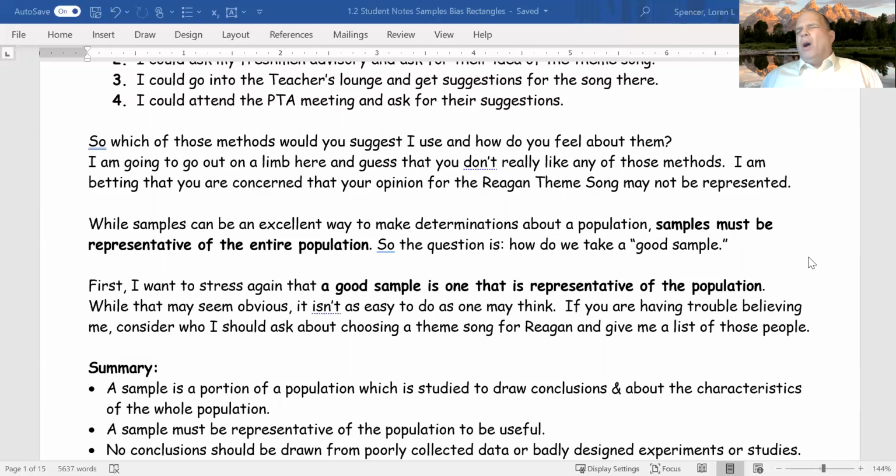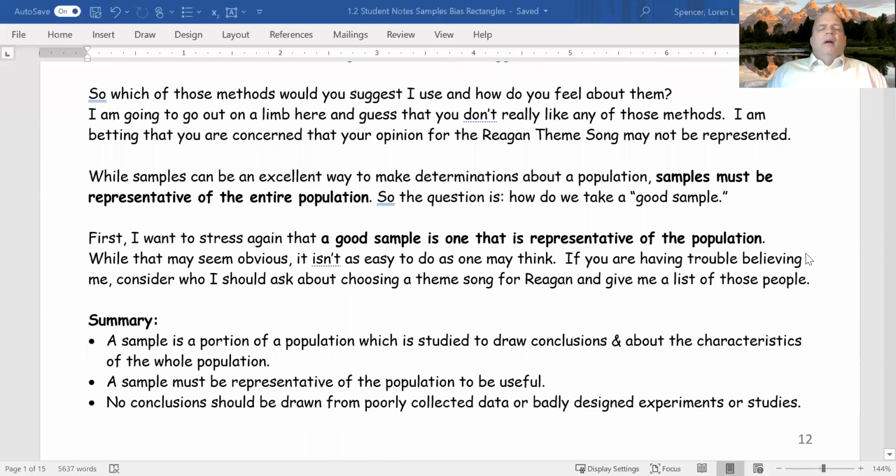While this all seems obvious, that a good sample would look like the population, it's not as easy to carry out as you might think. So if you don't believe me, let's go back and consider the theme song for Reagan. Who would you choose to make that pick? Oh my goodness, it would be difficult to do that. So make sure that when you collect a sample, it looks like the population.